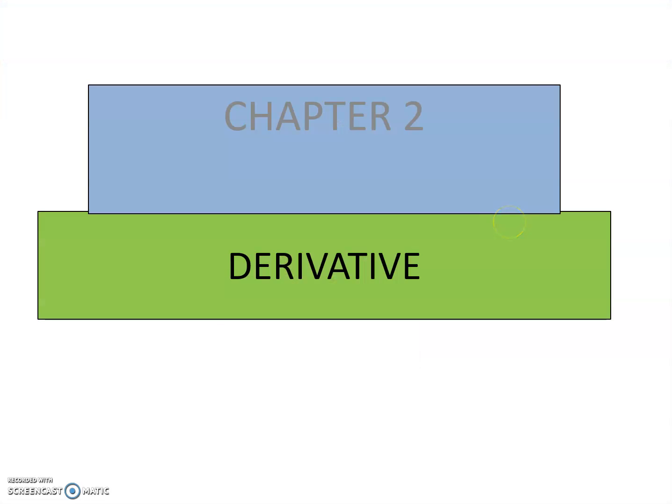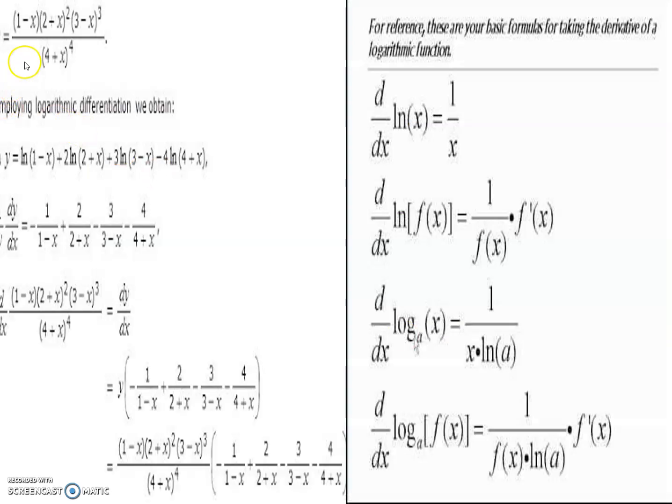Our subject is applied mathematics, chapter number 2, derivative. Myself, Mrs. Smita Shekhar Kar. y is equal to (1 minus x)(2 plus x)^2(3 minus x)^3(4 plus x)^5. How is it possible to solve the derivative?